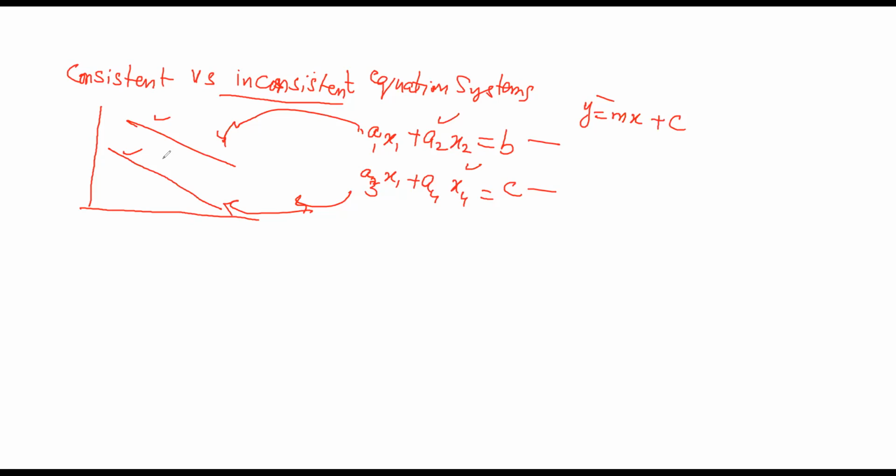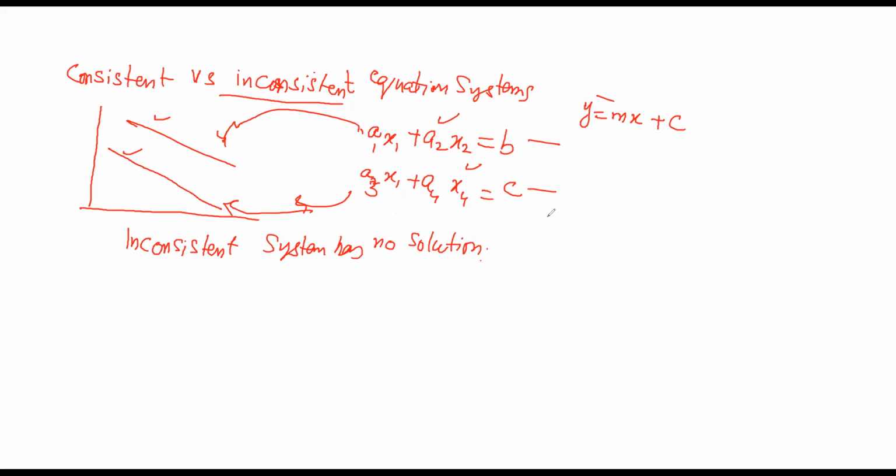So if we have such a system in which we have those parallel lines, then we call such a system an inconsistent system. And that inconsistent system has no solution. So the inconsistent system has no solution.